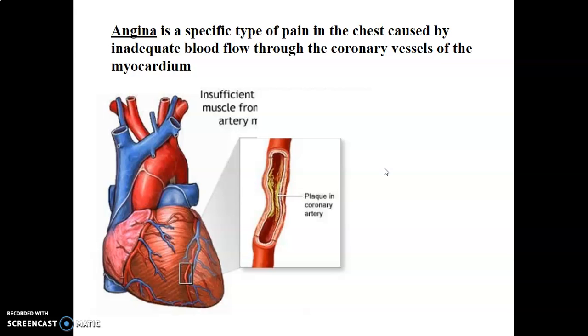This angina is what it's called. Angina is a specific type of pain in the chest caused by inadequate blood flow through the coronary vessels of the myocardium. In other words, this is the pain that you'd feel if a heart attack is occurring. A lot of people say it's almost like somebody standing on your chest. So it's not like sharp shooting pains, but it's like a continuous dull pain that's just a pressurized type pain.